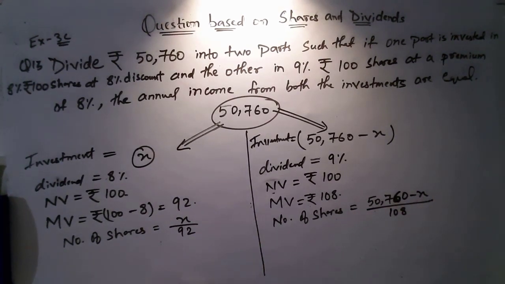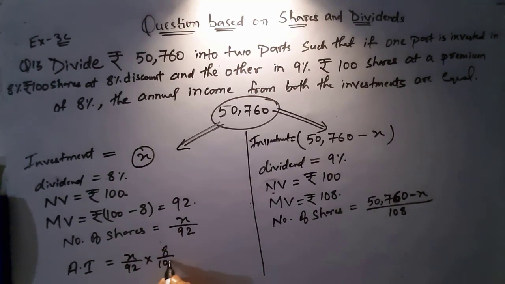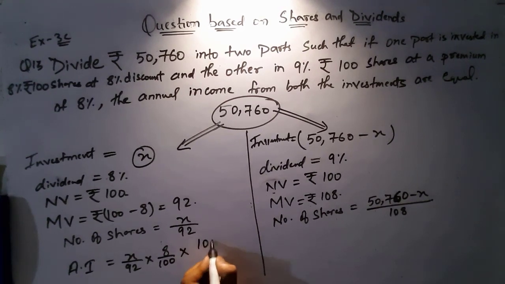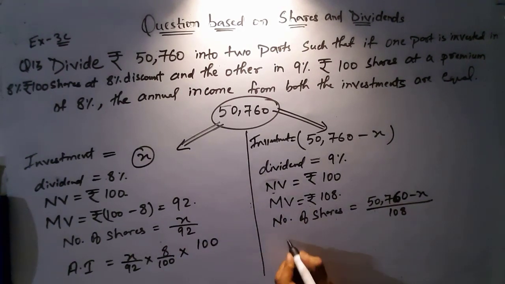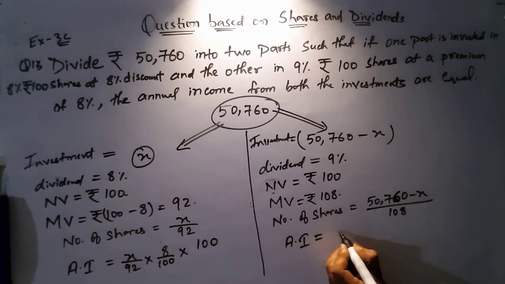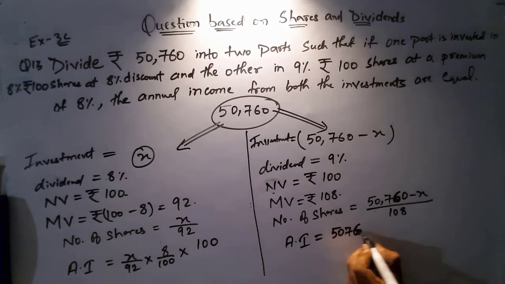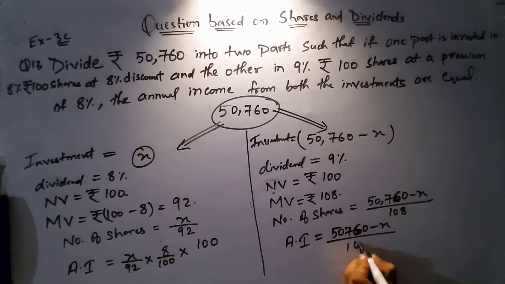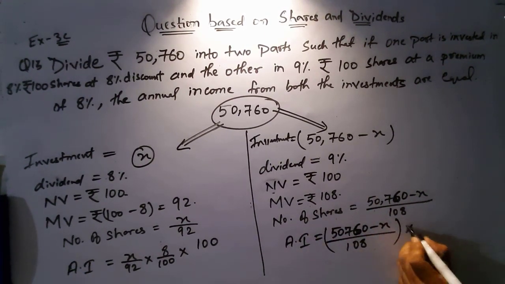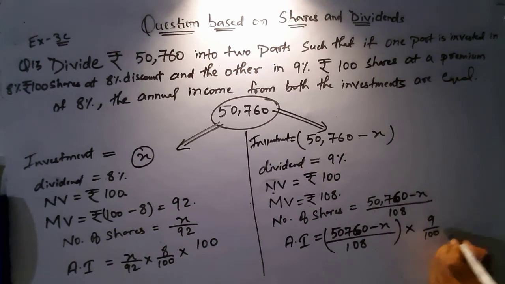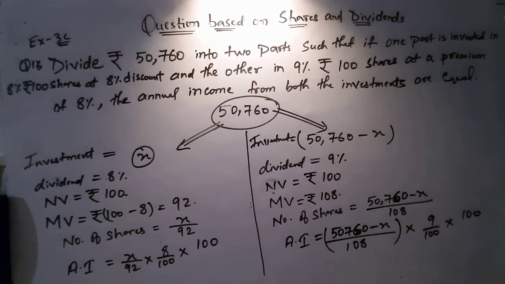Now we will find the annual income from both the parts. Annual income will be number of shares, that is X upon 92, multiplied by dividend percent, 8 upon 100, multiplied by the nominal value, that is 100. Here also we will find the number of shares, it is 50760 minus X upon 108, multiplied by dividend percent, 9 by 100, multiplied by nominal value, that is 100. This part will be cancelled here also.